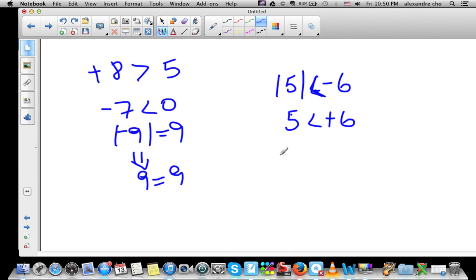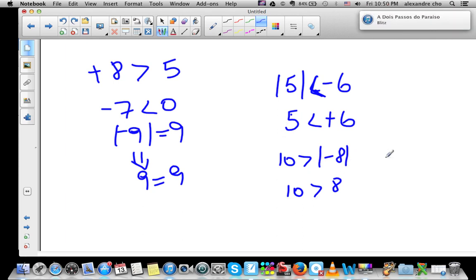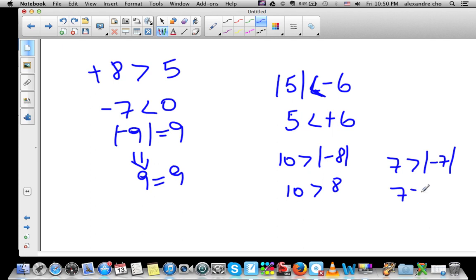Okay. Next one. 10 is greater than the absolute value of negative 8. Well, absolute value of negative 8 is 8. So now can we say that 10 is greater than 8? Yes, we can. And finally, the last one here says 7 is greater than the absolute value of negative 7. Well, let's rewrite that. The absolute value of negative 7 is 7. Is 7 greater than 7? No, it's not. So let's change this so that statement is true. I will add a negative sign here, which makes 7 greater than negative 7, and that is a true statement.